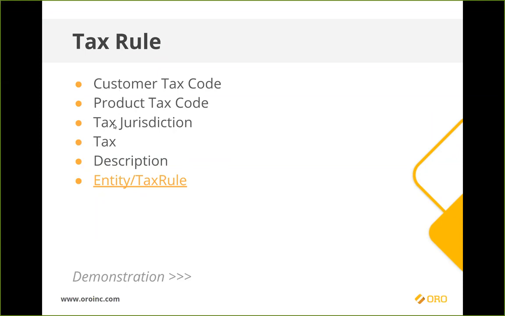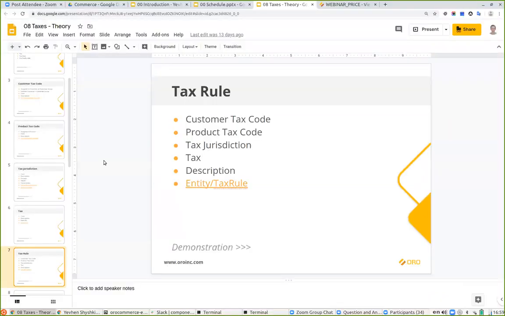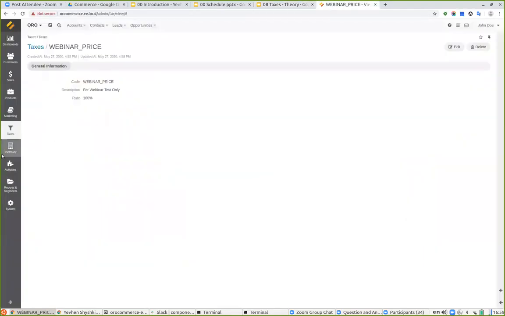And obviously the combination of these four parameters can be different. So you can combine multiple different taxes with different jurisdictions. You can combine different customers with different products and so on and so on. And you may have as many such tax rules as you want. Let us try to do that and let us see how it works.